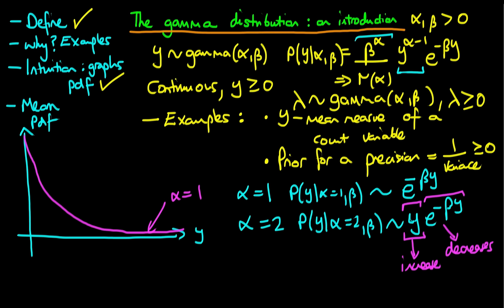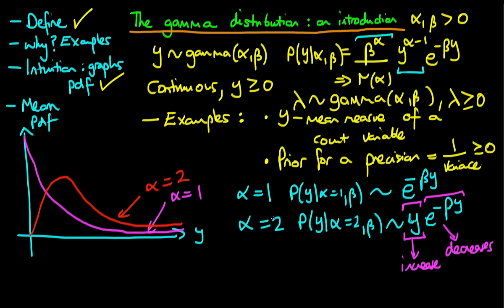And what that actually means is that our PDF for the case of alpha being equal to 2 is going to look something like this. Initially y is dominating, and then the beta y starts to take over, and then there is this exponential decay afterwards, which corresponds to the second term really dominating and taking it towards 0 as we go to infinity. So this is the circumstance when alpha is equal to 2.